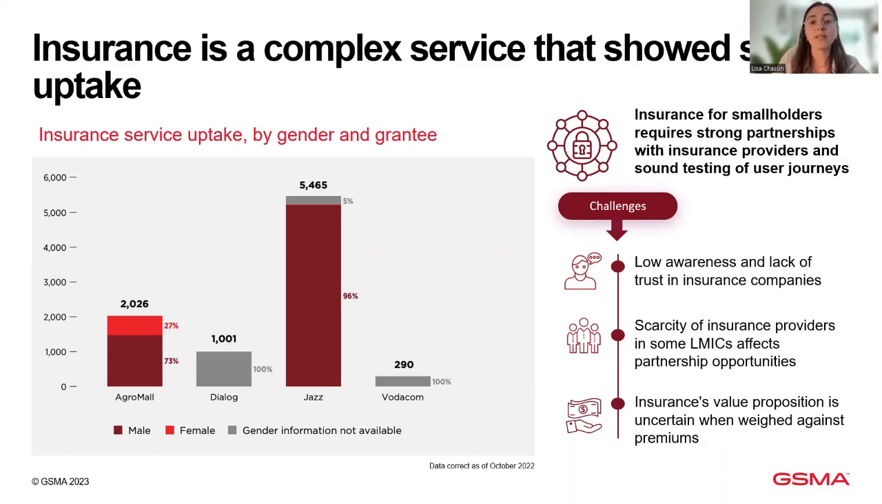Another important success factor for insurance is the ability to form strong partnerships with insurance companies. And that's because insurance lies outside the core services offering of grantee organizations. So they needed to partner with an insurance provider to offer services suited to smallholder farmers. And in some markets, these insurance providers were scarce, and this has sometimes limited our grantees in finding the right partner to work with.